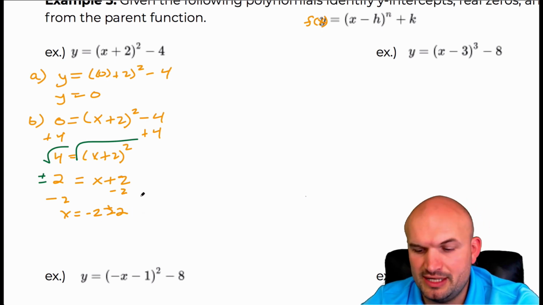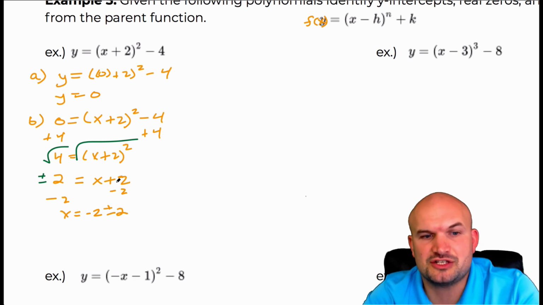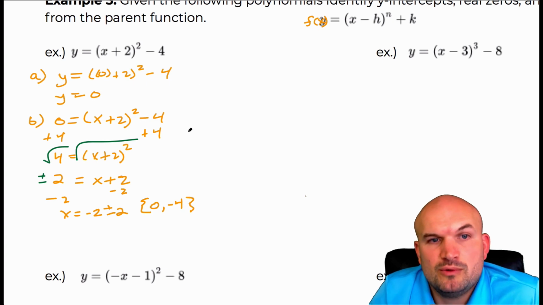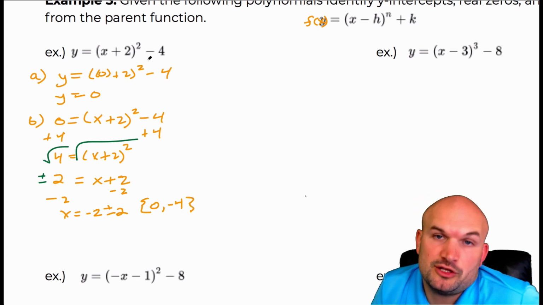So now when I go ahead and do this, you can see that I actually have 2 zeros. I have negative 2 plus 0. So I'm going to write this in set notation. So that's going to be 0. And then negative 2 minus 2, which would be negative 4. So I have 2 zeros, which based on the degree of my polynomial makes sense, right?